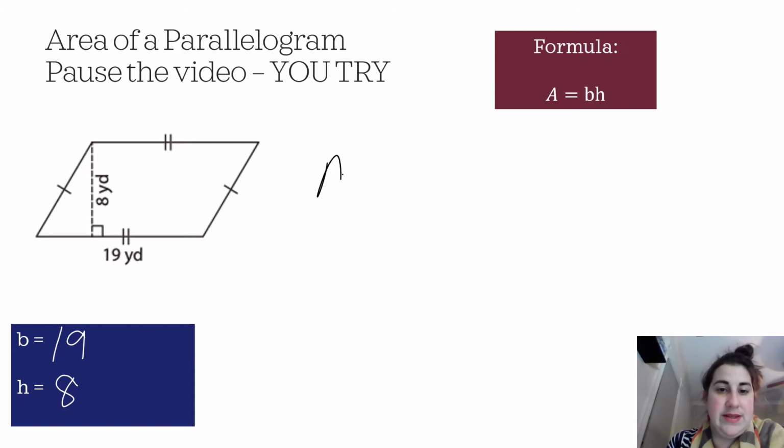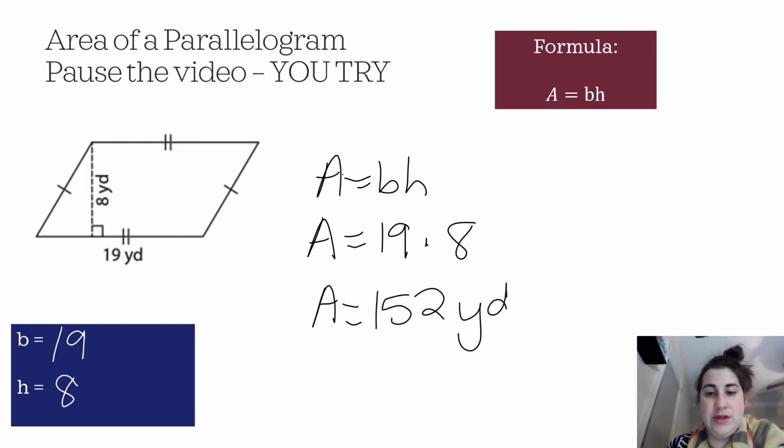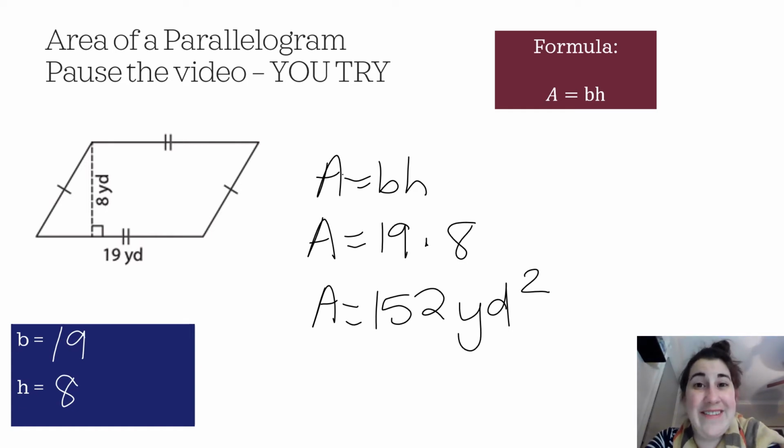If I substitute this into the formula, I have 19 times 8. That gives me 152 yards squared. You needed to have that yard squared. Don't forget your label. And since it's area, it's squared.